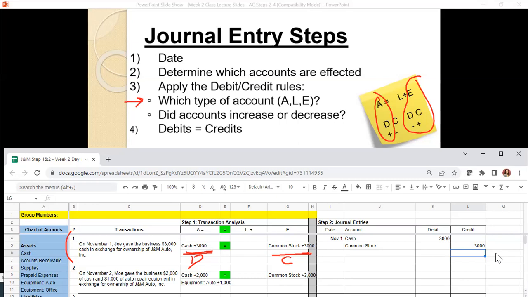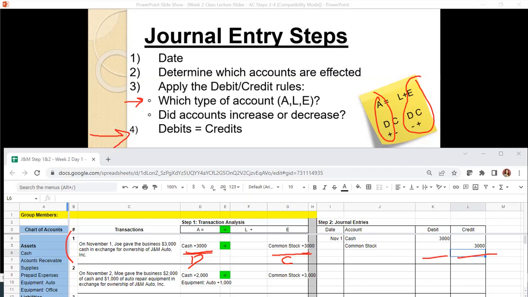But we're not done yet, right? We've got to make sure that we have done step 4. That's really important, which is to make sure your debits and credits equal. So when I look over here, I see, oh yeah, I have 3,000 on the debit side, 3,000 on the credit side. It all equals out. Now this is pretty easy when there's only 2 accounts to deal with, but it could get a little bit more complicated when you're dealing with 3 or 4 or more line journal entries, because you'll want to make sure that your total debits equal your total credits.